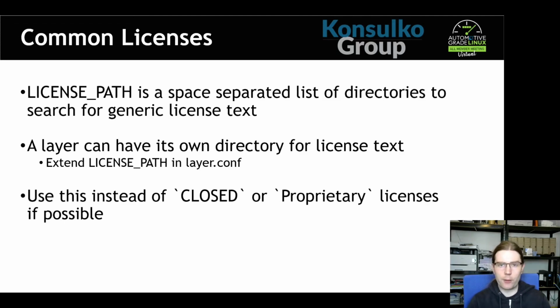Now if you have a proprietary license that's used by more than one recipe within your build, then what you can do is set this as a kind of common license. You can modify the LICENSE_PATH variable to include a licenses directory within your layer, and you can store the full license text of your proprietary license within this, give it a name. As I said before, use this name in the LICENSE variable within your recipes. And I would definitely say prefer this to setting the license to CLOSED or proprietary.